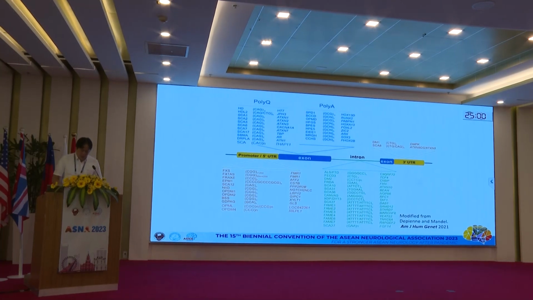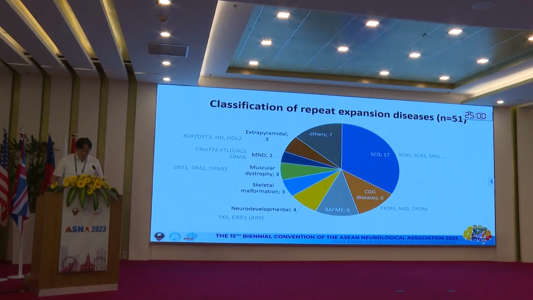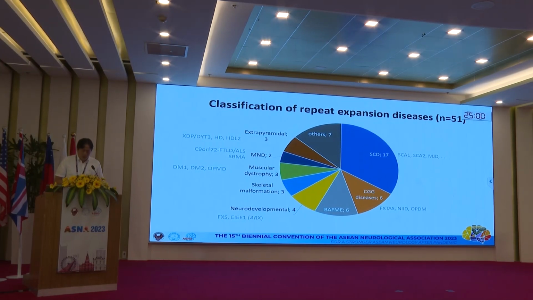So please note that about 1/3 of the diseases have been found from Asia. This slide shows the classification of repeat expansion diseases. As you know, there are many neurological and muscular diseases. About 1/3 of the diseases are spinocerebellar degeneration, such as SCA1, SCA2, Machado-Joseph disease, and so on, followed by CGG repeat expansion diseases and BAFME, benign adult familial myoclonic epilepsy. I will discuss these diseases later.